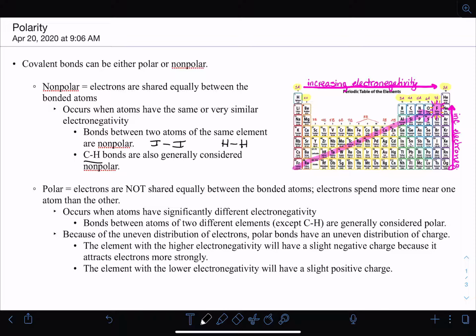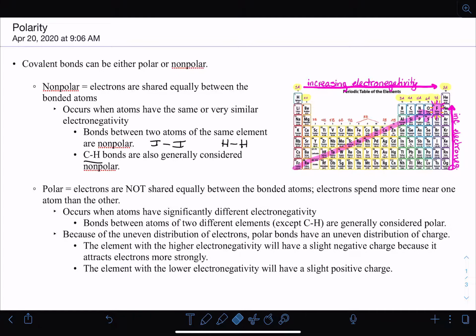A polar bond is one in which electrons are not shared equally between the bonded atoms, meaning that the electrons spend more time near one atom than the other. And this occurs when our atoms have significantly different electronegativity. Essentially, one atom is pulling on the electrons a lot harder than the other. You can think of it like a tug of war. The one that pulls harder is tugging the electrons towards itself, and they spend more time over on that side. So bonds between atoms of two different elements, except for carbon-hydrogen, are generally considered polar. The bigger the difference in the electronegativities, the more polar they are.